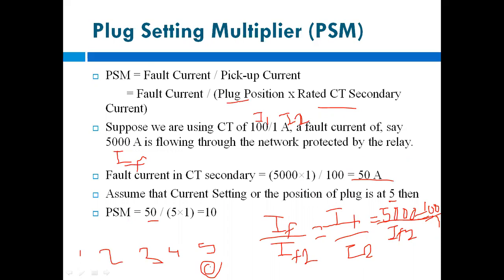So what is the plug position here? The plug is set at 5 position, into rated CT secondary current, means the secondary side rating of your current transformer, that is only 1 ampere. So your plug setting multiplier is 10. Your plug setting multiplier is 10 here.